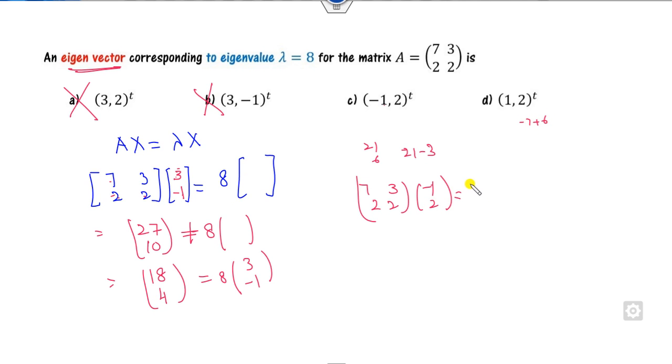Minus 7 plus 6 is minus 1. Minus 2 plus 4 is plus 2. Again, it can never be written as 8 times this. So the right answer is here. We can check that. If I check here, it will be 1 and 2.